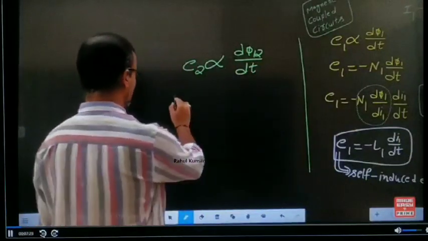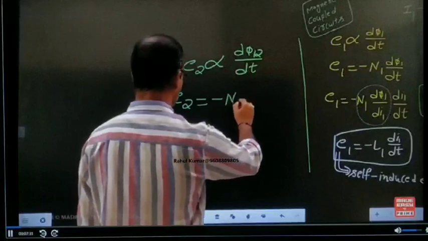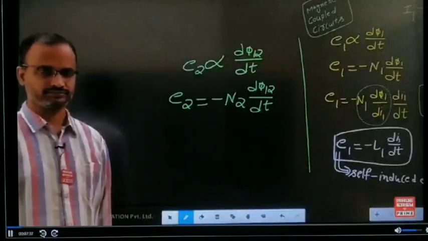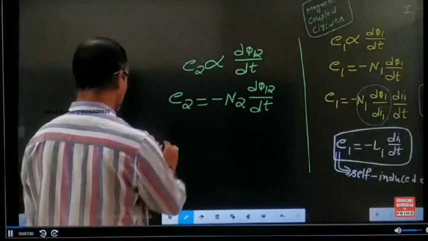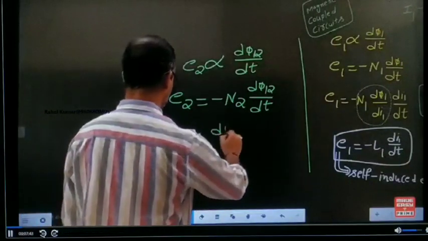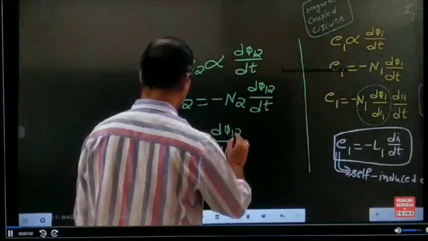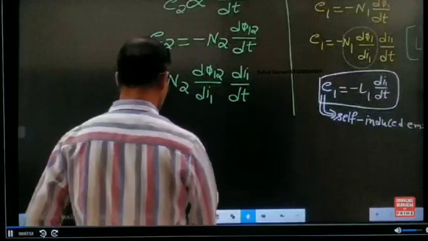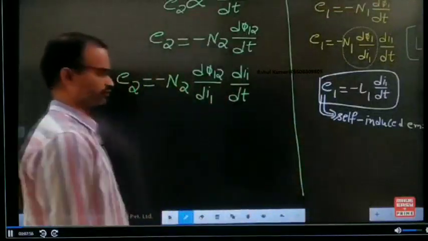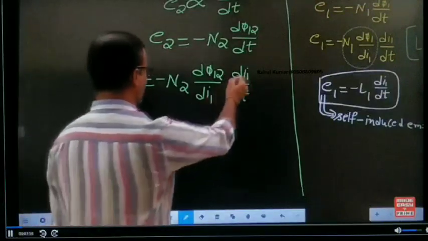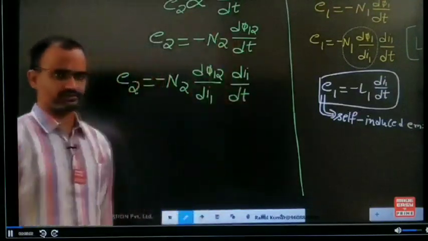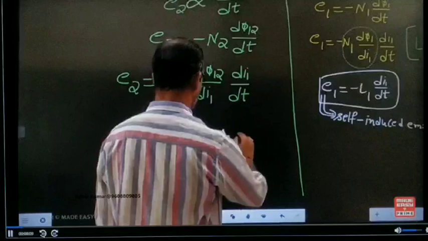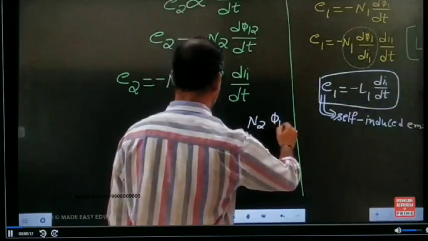Based on the proportionality, I am introducing one constant. That constant is N2. From this we can write E2 equals N2 d phi12 by dt. If these two terms are cancelled, the same expression is obtained. Here one more new term is introduced, M21, equal to N2 phi12 by I1.